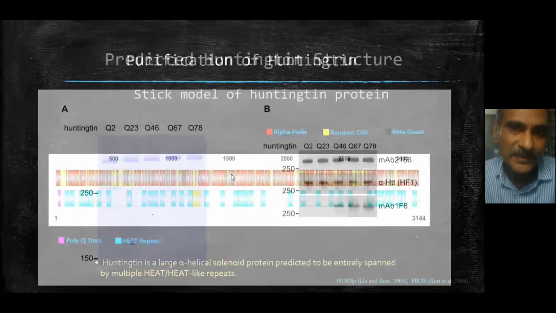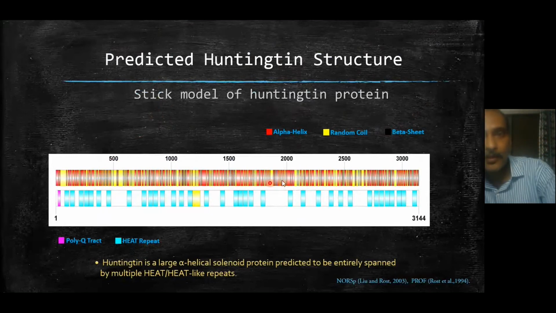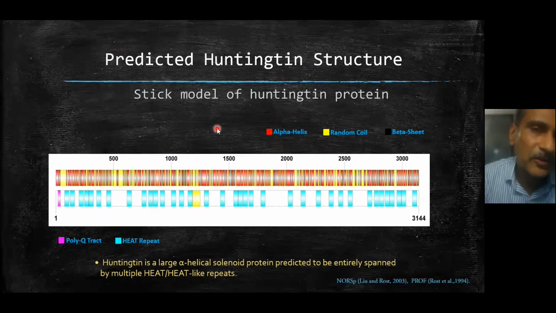So first, we wanted to make a prediction. You can see the Huntingtin prediction. In this, all these orange lines are alpha helical regions, the yellow ones are random coil, and the black ones are beta sheet. So you can see that principally the majority of the protein is alpha helical. So that is a prediction. Now we want to confirm by doing an experiment.